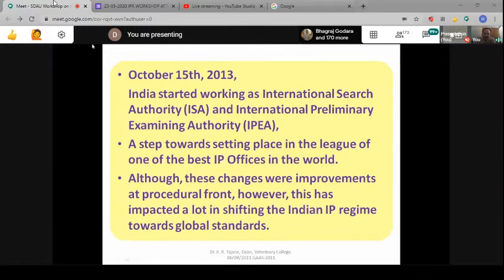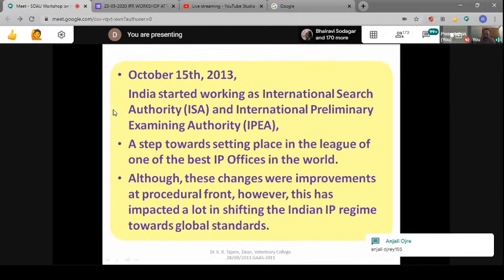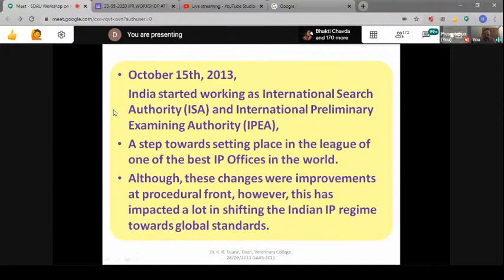Then on October 15th, in 2013, another important thing happened: India started working as an International Search Authority and International Preliminary Examining Authority. This is a very good honor for the country. There is some provision, I think it is Article 16, that if someone files an application for a patent and some objection is raised, then India can be a member of the global team for searching as well as examining those particular inventions or patents. So that is a very good thing.